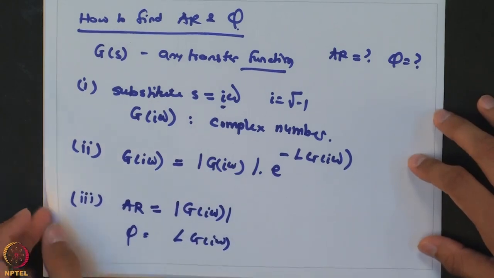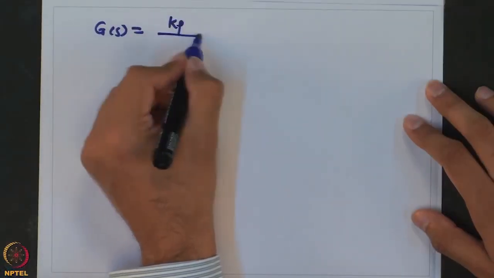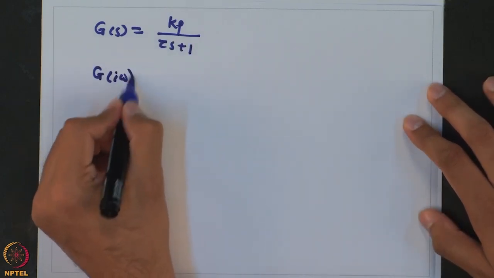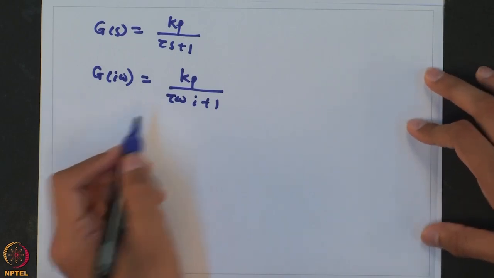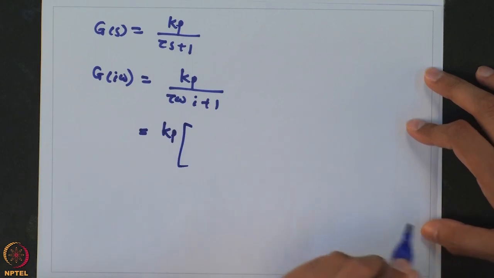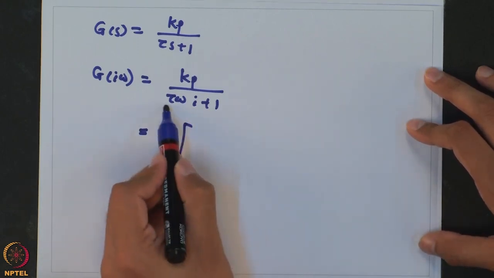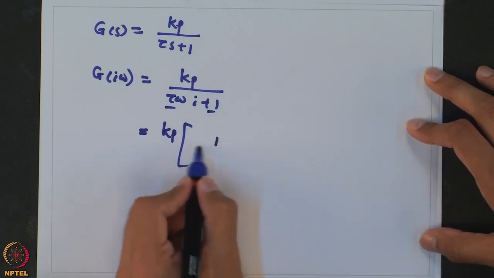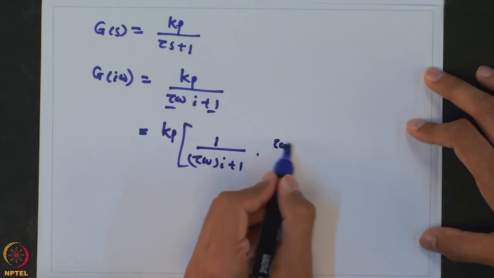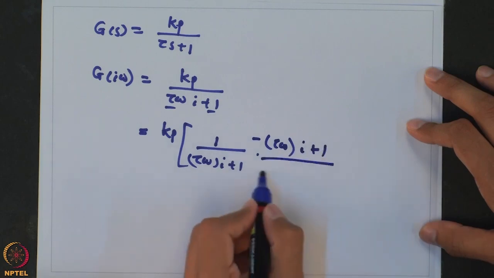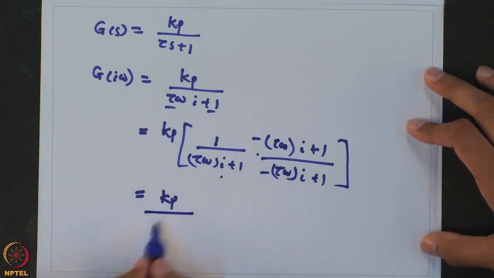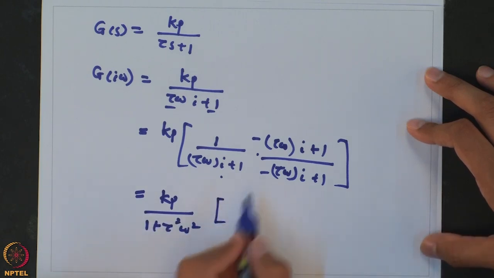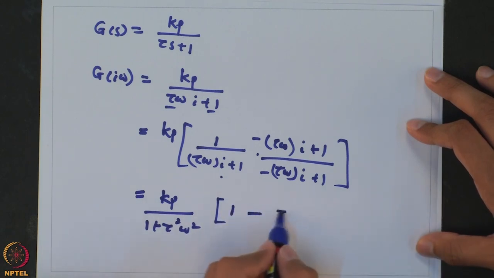So let us now see what you get if we apply it to the first order system. If G(s) is Kp over tau s plus 1, we substitute s equal to i omega and we get Kp over tau omega i plus 1, and now we have to represent it in amplitude angle form. We'll have to take out Kp as common, and in order to make it into that form, you will have to multiply by the complex conjugate of the denominator. So we have 1 over tau omega i plus 1, times 1 minus tau omega i over 1 minus tau omega i. This is a plus b, a minus b, so that is a square plus b square. So we'll get 1 plus tau square omega square as denominator, and the numerator will be 1 minus tau omega i.